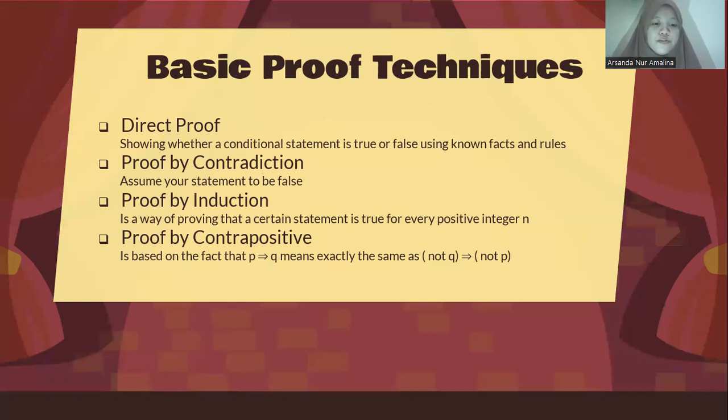And the last is proof by contrapositive. It is based on the fact that if P then Q means exactly the same as if not Q then not P, where P and Q are statements.